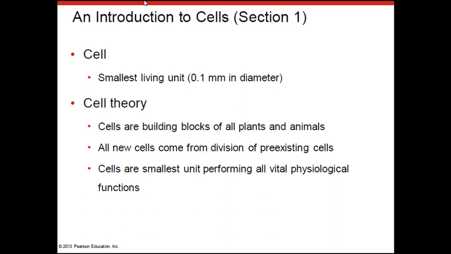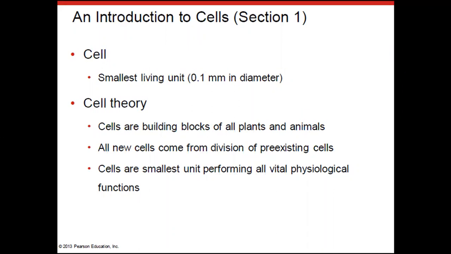So the cell we mentioned in chapter 1 is the smallest living unit. It's made up of organelles, and the cell theory states that cells are basically the building block of all plants and animals. So you are made up of tons and tons of cells. Those cells group together to form tissues, and we'll get into that later. All new cells come from the division of a pre-existing cell. So you were once one cell from mom and one cell from dad that joined together to create one fertilized cell. The smallest unit of life that performs any physiological function is a cell.